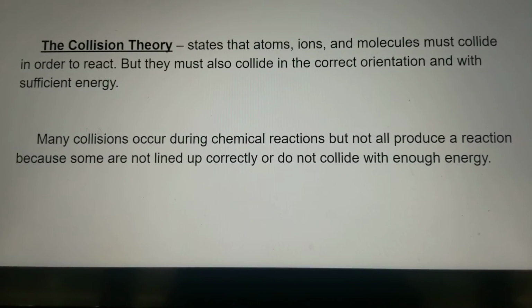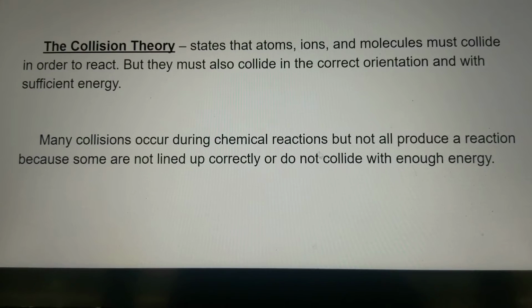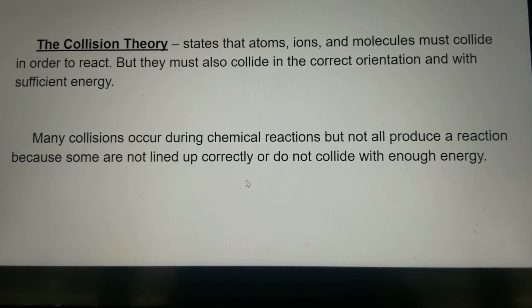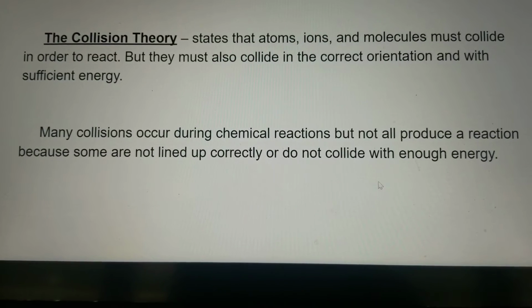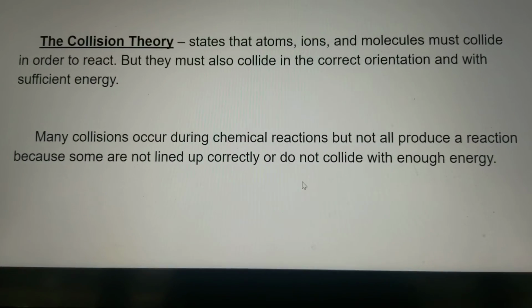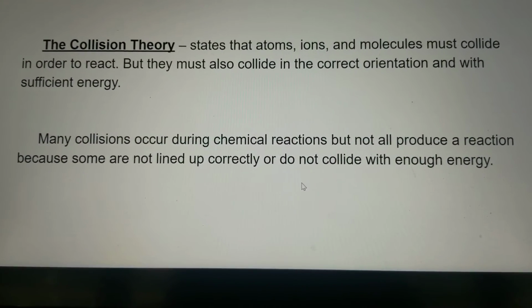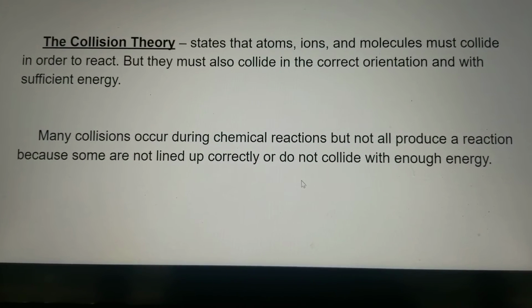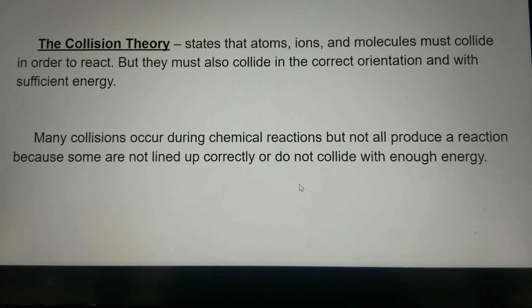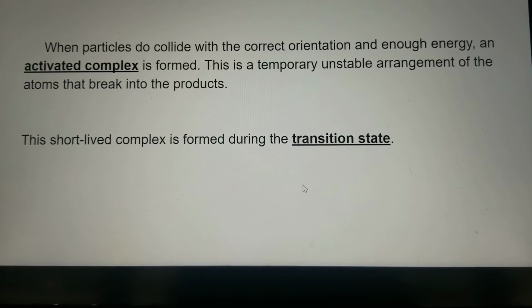So during a chemical reaction, there's lots and lots of collisions, but not all of them are going to produce a reaction because some of them are not lined up correctly or they don't collide with enough energy. So even if they bump into each other, there's still not going to be a reaction if they don't have the correct orientation or if they don't have enough energy when they collide.